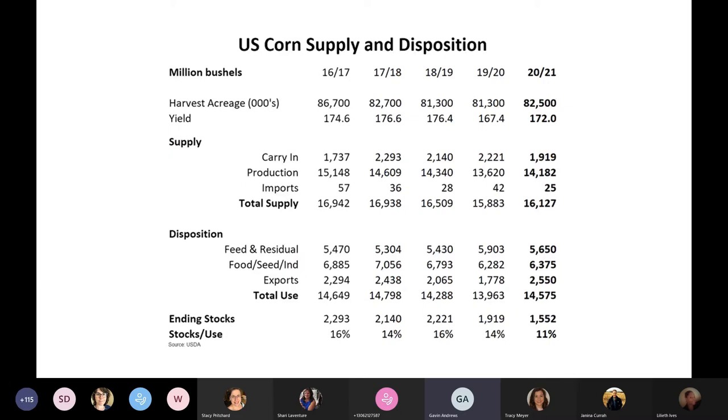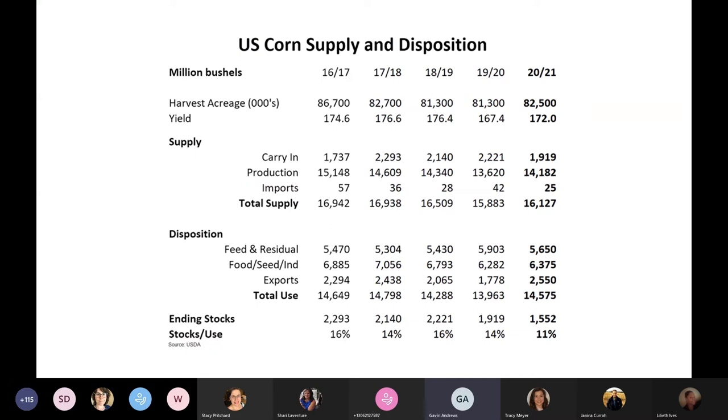So I'll dive into corn first. This is going to set the stage. At the start, I know everybody can't see this, but I have the corn supply and demand showing here on the screen. And what it shows is the yields up at the top. So we had about 82.5 million acres in the U.S. And the big difference here was their yield.